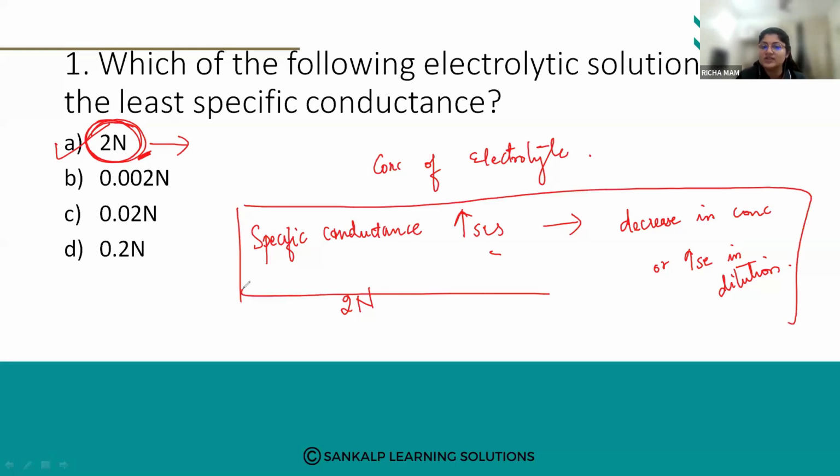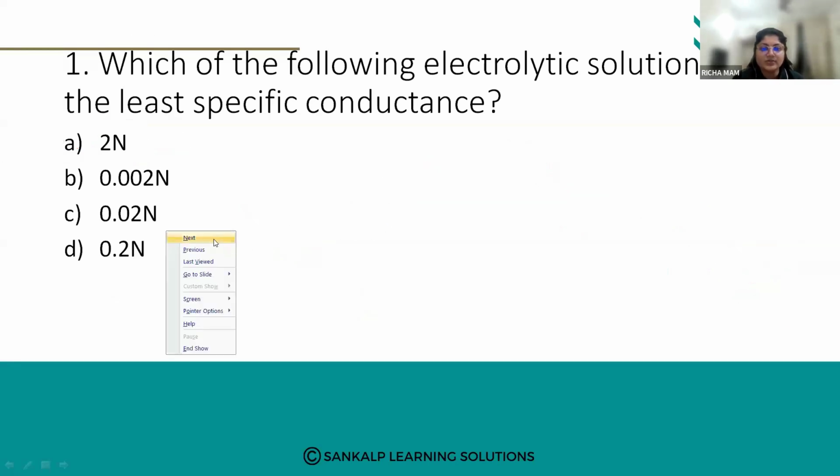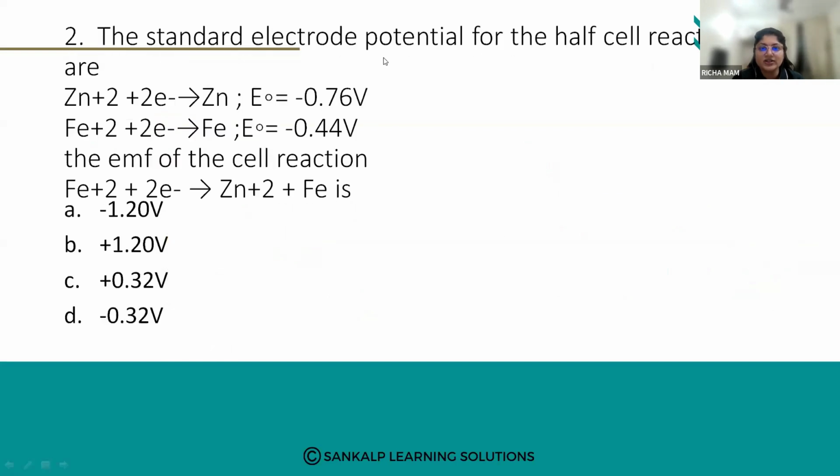Okay, so specific conductance increases with decrease in concentration or increase in dilution. So option A is the answer. Okay, so this is about the specific conductance. Next question. Yes, Sri Varuni has answered it A. Very good. Let us go for the next one.